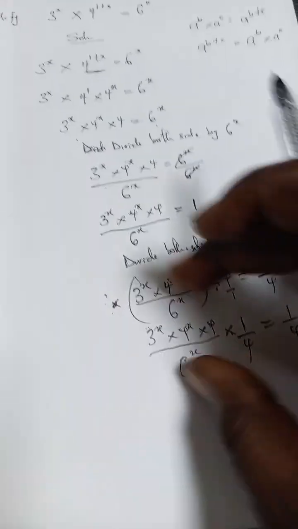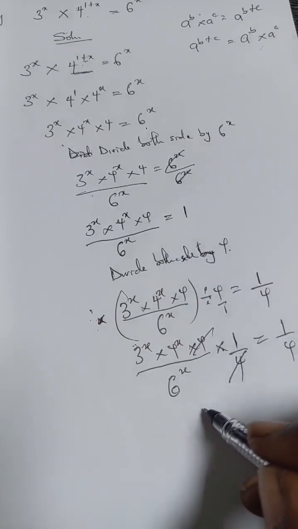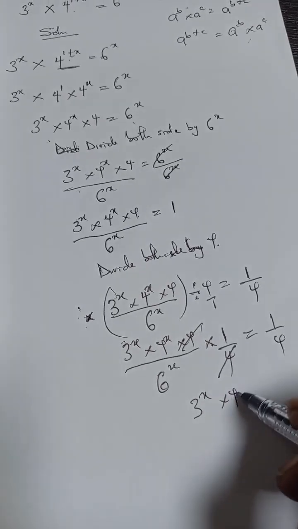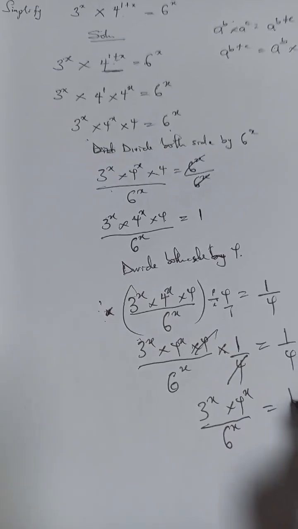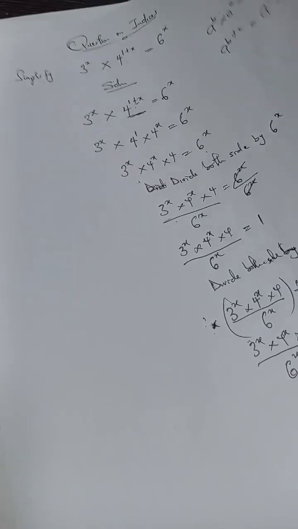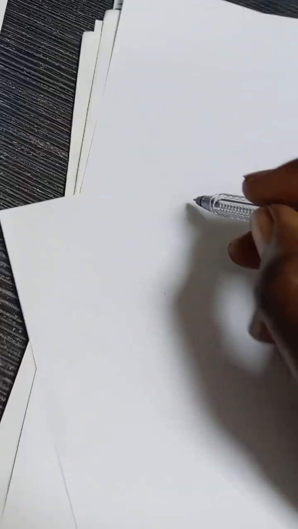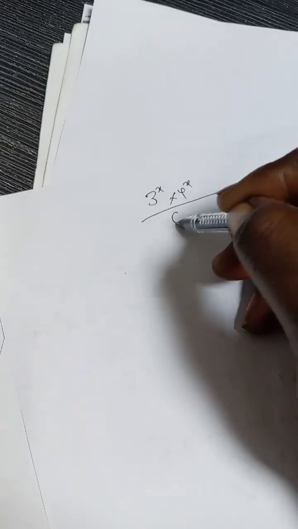I just want to show you how it is being divided in this part. So 4 cancels out 4, and we are left with 3 raised power x times 4 raised power x divided by 6 raised power x equals 1 over 4. I hope you are getting me. Now moving on from there, we now have 3 raised power x times 4 raised power x over 6 raised power x equals 1 over 4.